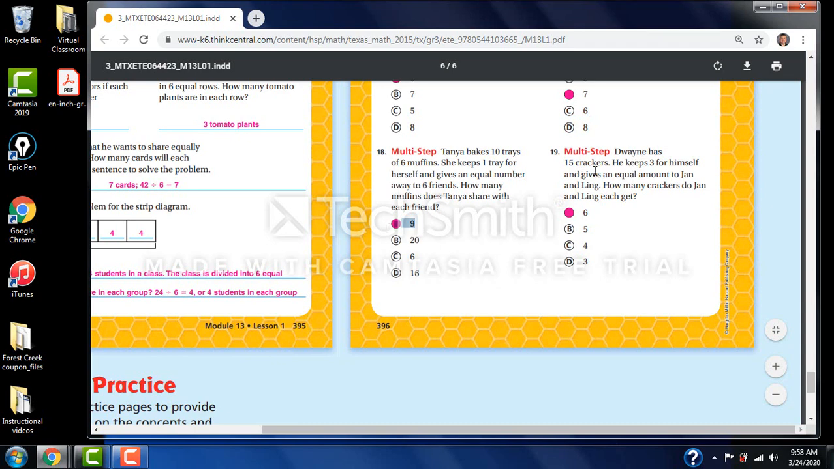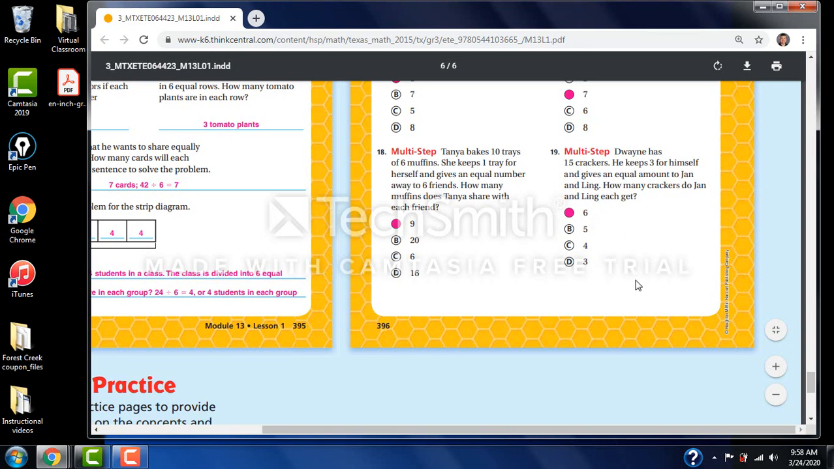Dwayne has 15 crackers. He keeps 3 for himself. That's the key, just like the other problem. So 15, he keeps 3. So that's what? Nice work. Yes, that's 12. He shares an equal amount with Jan and Ling. So Jan and Ling, that's 2. So 12 divided by 2 equals 6.